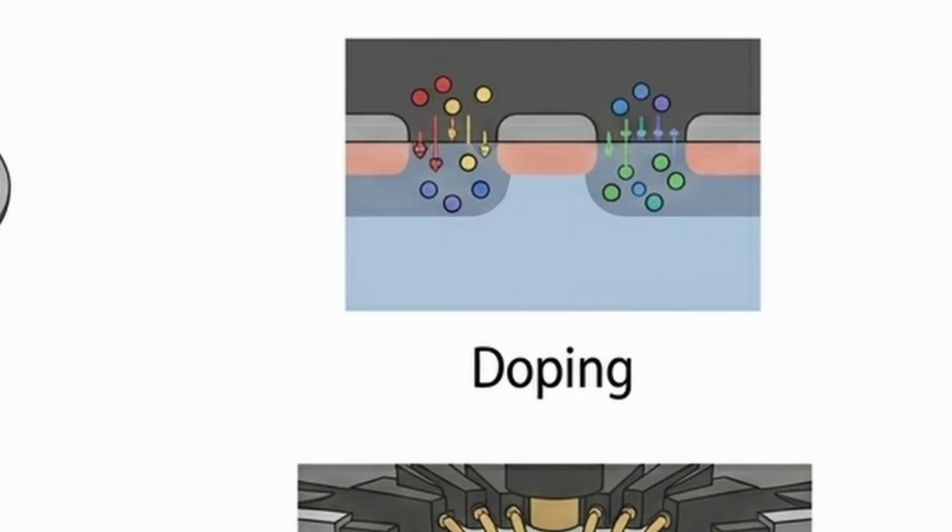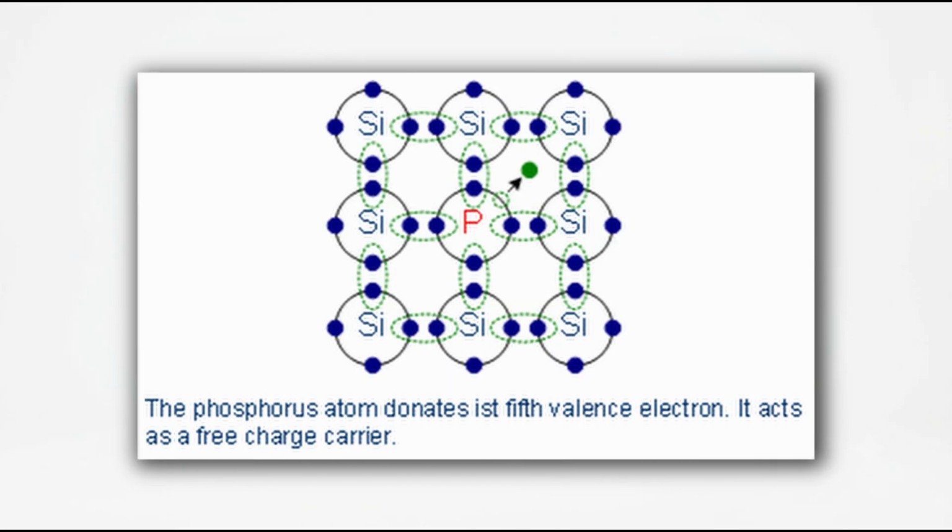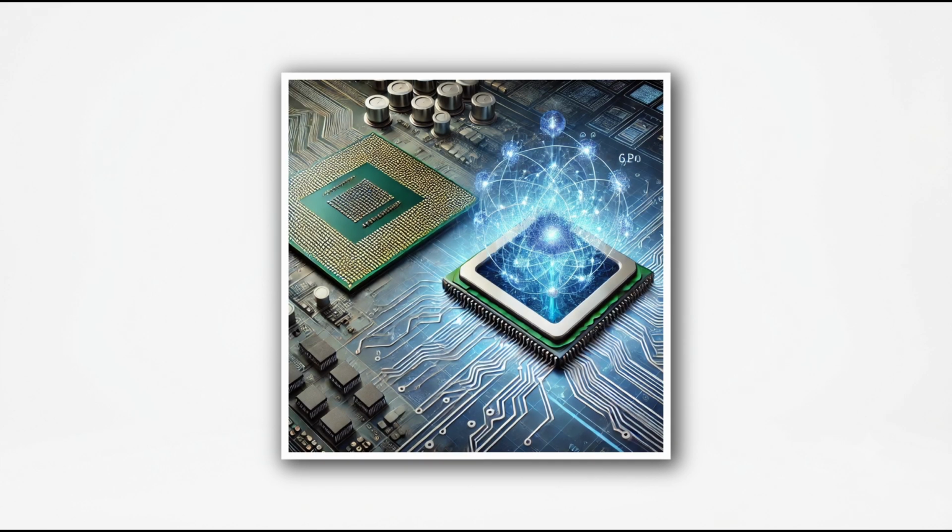Doping. After the pattern is set, the wafer undergoes a process called doping, where specific atoms, like boron or phosphorus, are injected into precise regions of the silicon. These atoms change how electricity flows through different sections, creating the positive and negative zones that transistors need to switch on and off. Without this careful alteration, silicon would remain a simple material incapable of processing information.